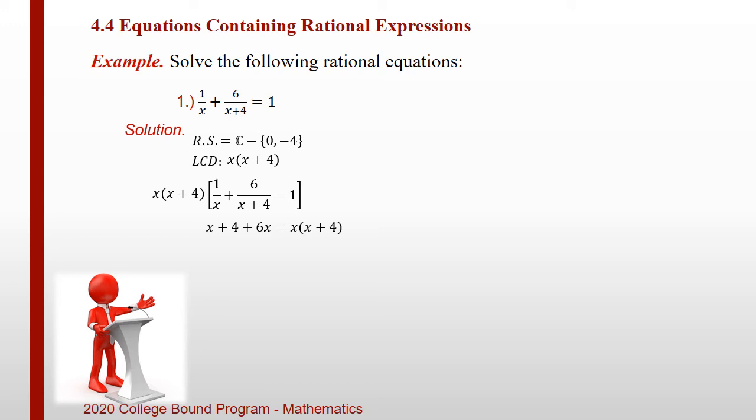Now, x times the quantity x plus 4 when multiplied to 1 over x gives x plus 4, while x times the quantity x plus 4 when multiplied to 6 over x plus 4 yields 6x. In the right-hand side, the LCD times 1 is x times the quantity x plus 4. The resulting equation can be simplified into x squared minus 3x minus 4 equals 0.